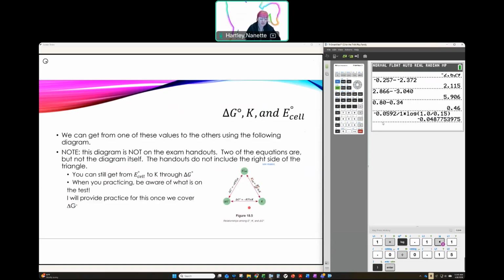But this shows the relationship. If I have E naught cell, I can get to K or I can get to delta G. If I have delta G, I can get to E, I can get to K. If I have K, I can get to delta G or E. All of those things are connected through these relationships. As we move forward and start talking about all the things that go into delta G, we'll be looking at how these things are related.